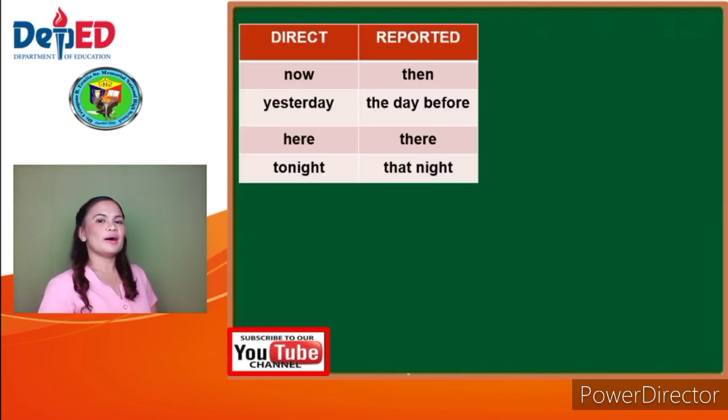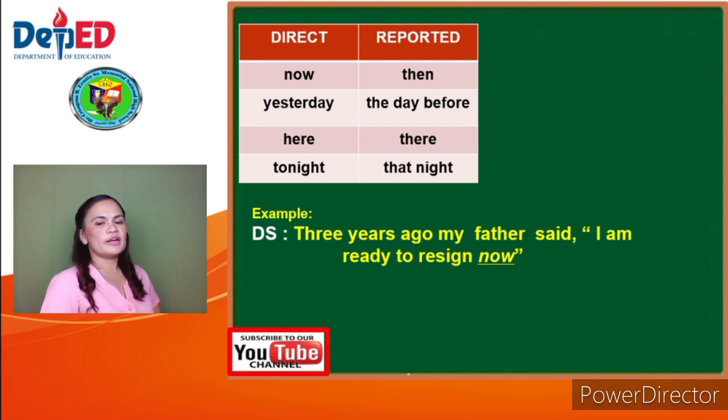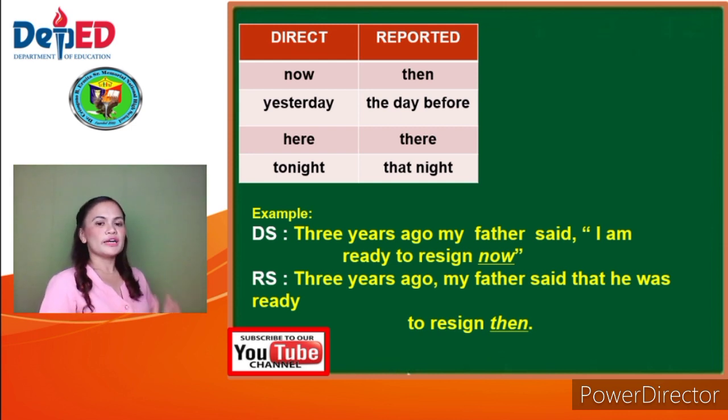And now let us talk about the changes that happen in the time expressions from direct speech to reported speech. So we have now becomes then, yesterday becomes the day before, here becomes there, and tonight becomes that night. Example, direct speech: 3 years ago, my father said, "I am ready to resign now." For the reported speech: 3 years ago, my father said that he was ready to resign then.